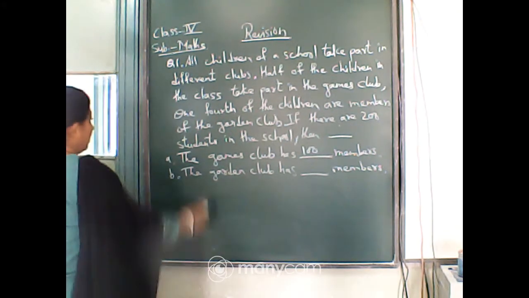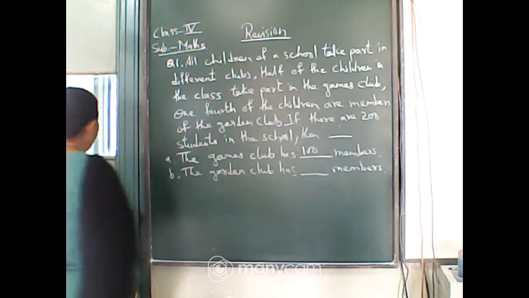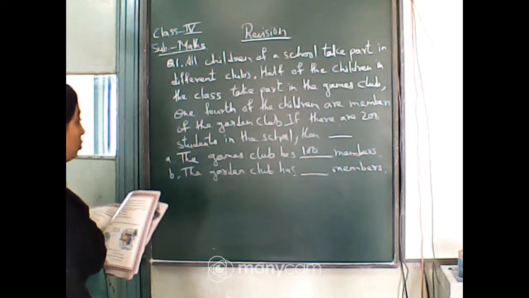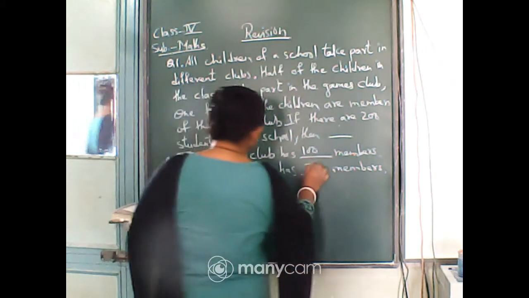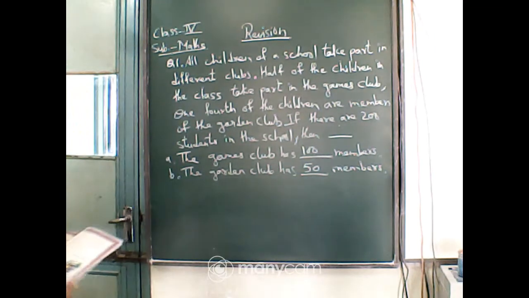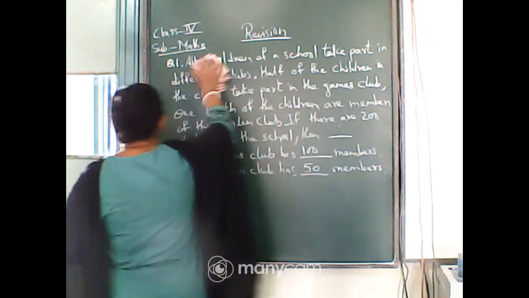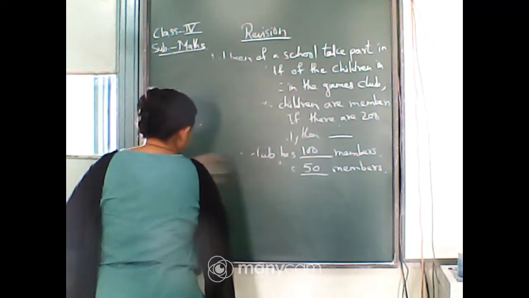Next, the garden club. In the garden club it is 1/4, that is 200 divided by 4. So it will be 50 members. So for the games club it is 100 members, and for the garden club it is 50 members. Okay. So this way, if the question comes in the statement form, you will solve it. Now, write the second question.